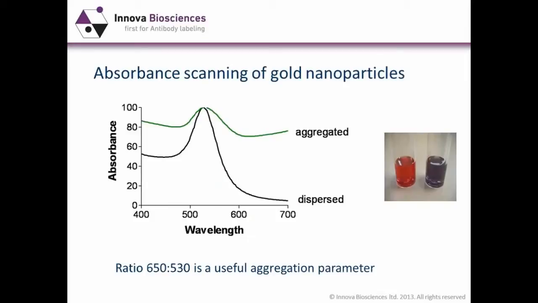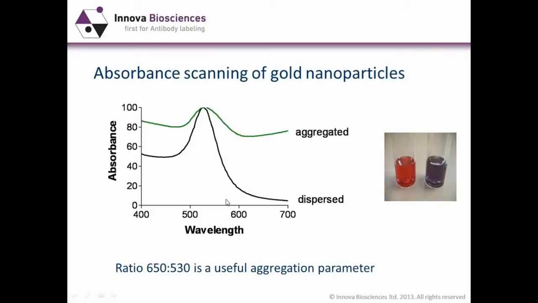In this slide, you see on the left-hand side a tube of gold nanoparticles with the red color. These are 40 nanometer particles. And on the right, the particles have been aggregated. If you do an absorbance scan, this can confirm really what your eye tells you. This is what is called the plasmon band for 40 nanometer particles.